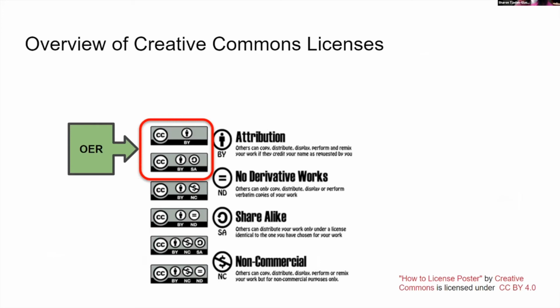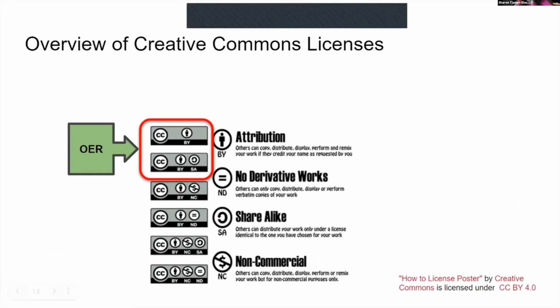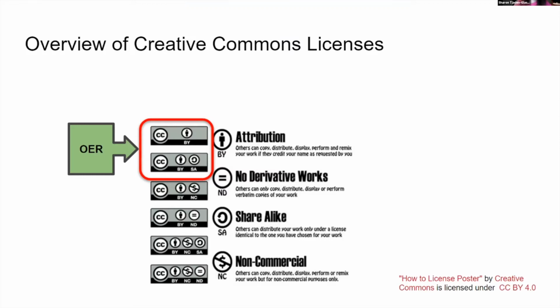There are other Creative Commons licenses that aren't necessarily considered open. So here are the most open licenses, CC BY and CC BY SA. There are other Creative Commons licenses. NC means non-commercial. So if you put that on your resource, you're saying nobody else can use it to make money. ND is no derivatives. So that means people can't change anything about what you've done in that particular resource.